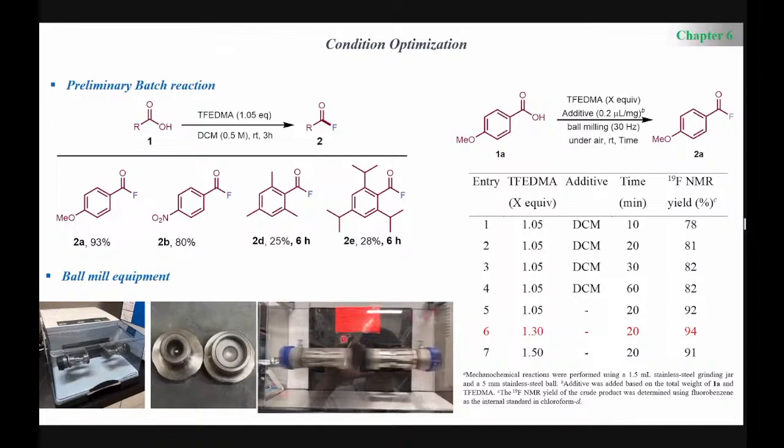Using this kind of machine, we did the optimization part. Firstly, we ran a reaction with a slight excess of TFE-DMA in the presence of dichloromethane for 10 minutes. We got 78% yield of product. It's good, but not enough. We then extended the reaction time, and there was no significant improvement in the yield. So we tried to run the reaction without solvent. The yield increased to 92%. When 1.3 equivalents of TFE-DMA were employed, the yield was raised a little to 94%, which is the best reaction condition for this protocol.